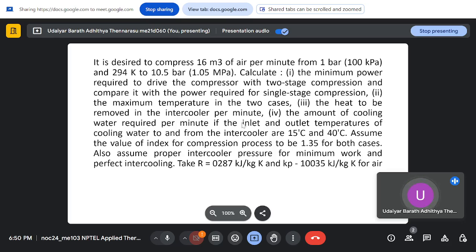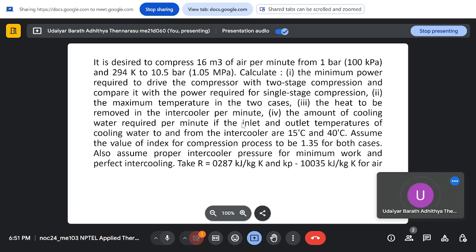Also find the maximum temperature in the two cases, the heat to be removed in the intercooler per minute, and the amount of cooling water required per minute if the inlet and outlet temperatures of the cooling water to and from the intercooler are 15 degrees Celsius and 14 degrees Celsius. Assume the index of the compression process to be 1.35 for both cases. Also assume proper intercooler pressure for minimum work and perfect intercooling, and R and Cp values are given.